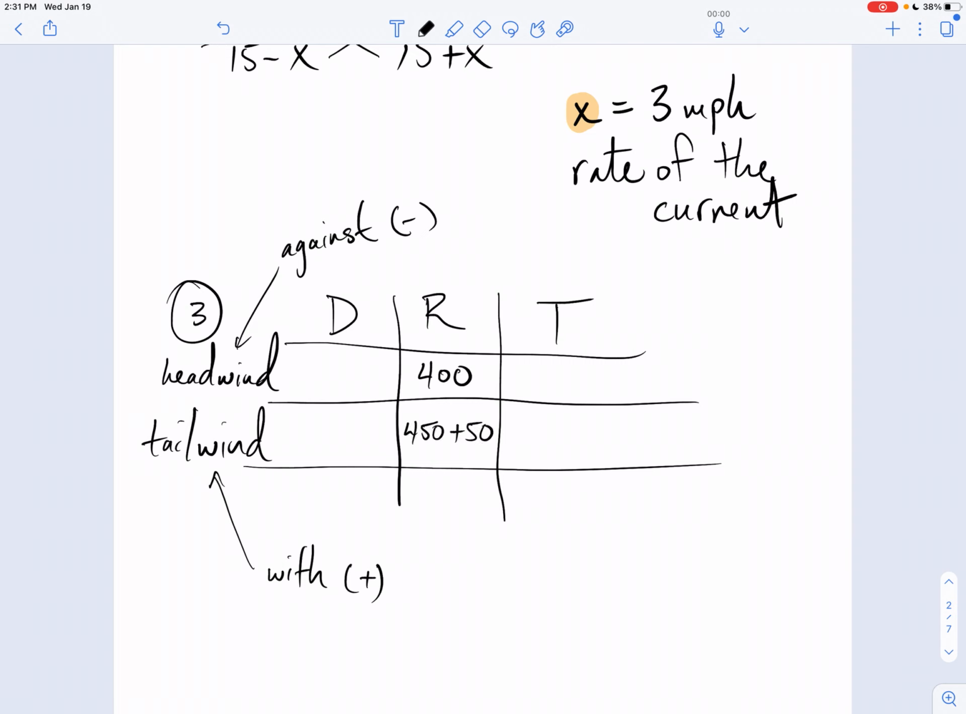Then tailwind. 450 plus 50. That would speed me up by 50 miles per hour. So 450 plus 50, what's that? That's going to be, oops, I erased too much. 500. So let's get actual numbers there.